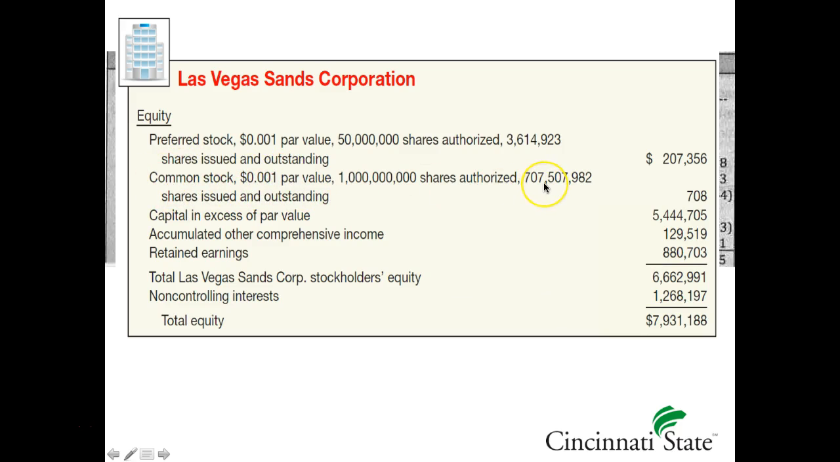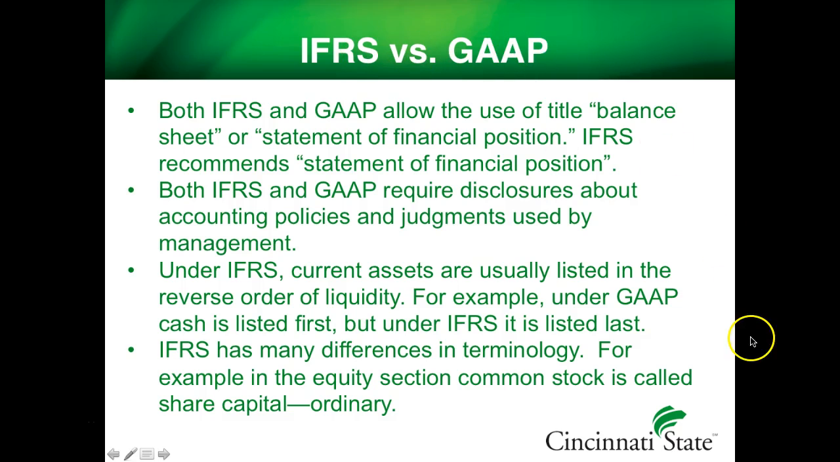Let's look at Las Vegas Sands Corporation. You can see that the balance in the common stock account equals the number of roughly 708 million shares times the $0.001 par value. The amount of cash collected from the issuance of stock would be the sum of the common stock and capital in excess of par value account balances, or $5,445,413.